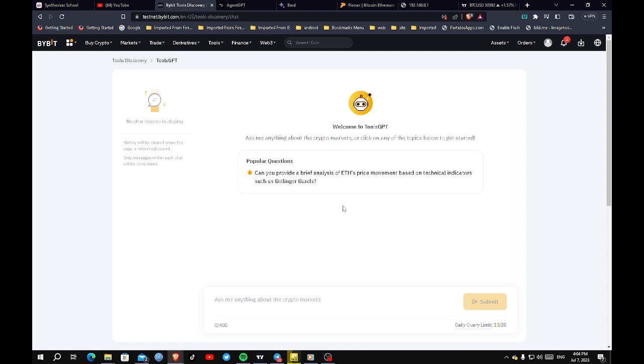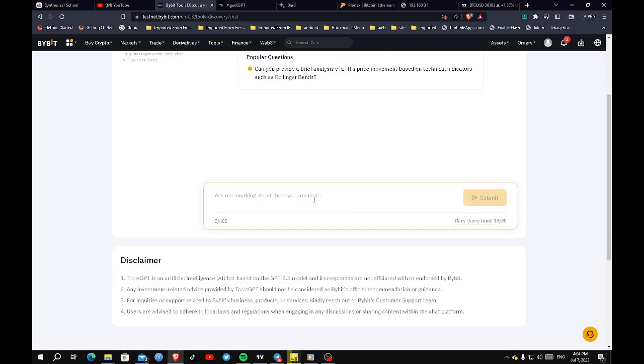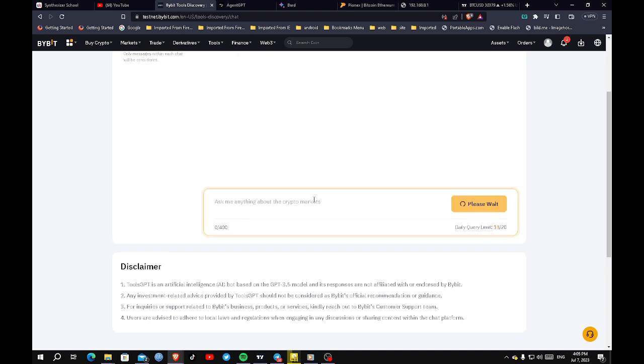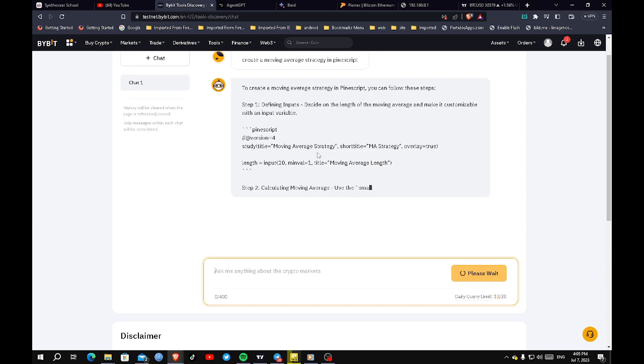One of the ways you can use the ToolsGPT is to create a trading strategy. So we are going to use it to create a moving average strategy in Pine script. I'm going to tell it to create a moving average strategy in Pine script.